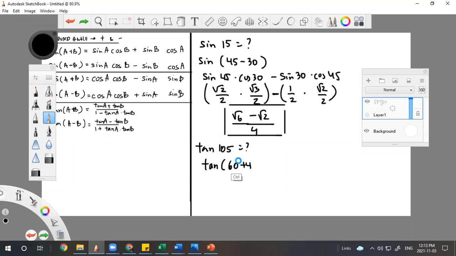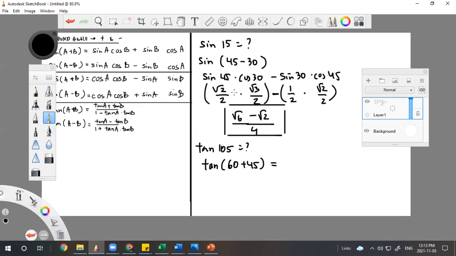How about this? Bisa nggak? Ya bisa, tapi harus cari tan 15 lagi kan, ribet kan. Mendingan yang gampang-gampang aja, find the easiest one. 60 plus 45, because 60 and 45 both is memorized. You already memorized the value of tan 60 and tan 45. Okay, here's the fifth formula. 1, 2, 3, 4. Yeah, fifth formula.